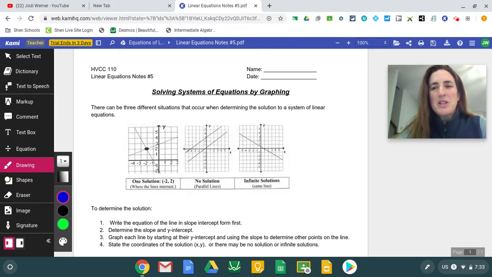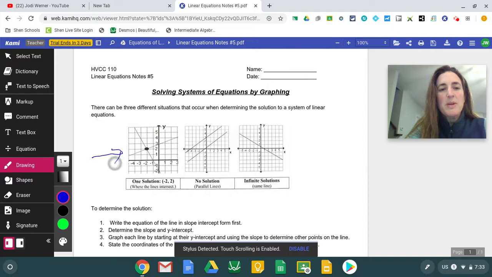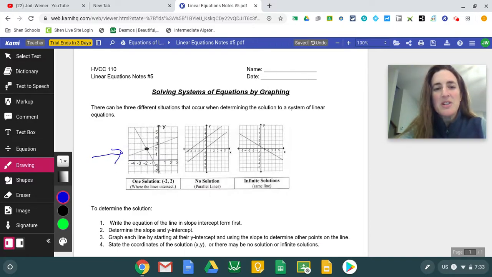So when you solve a system of linear equations, there are 2 lines that are going to be graphed, and 3 different situations could occur. The first situation you can see right here, there could be one solution. That would be the 2 lines intersect. And the point where they intersect is actually the solution. There could be no solution. That would be crazy. The lines could be parallel and they would have the same exact slope.